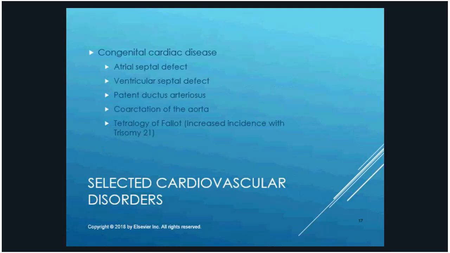Congenital cardiac diseases can include an atrial septal defect, a ventricular septal defect, a patent ductus arteriosus, coarctation of the aorta, and tetralogy of Fallot. There is an increased incidence with trisomy 21.